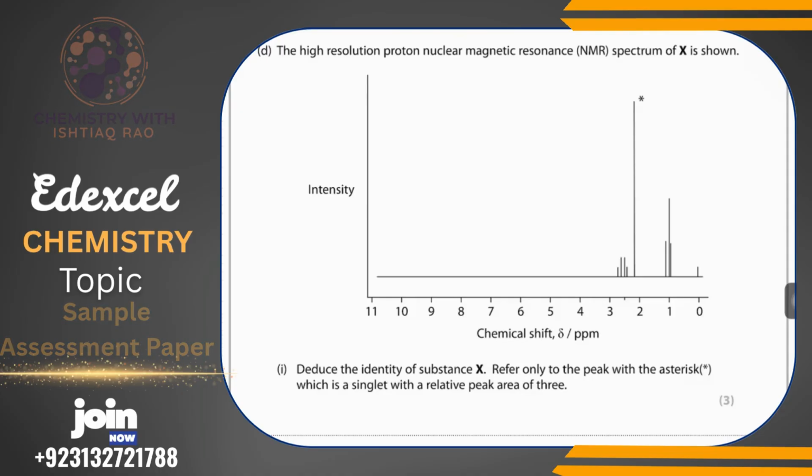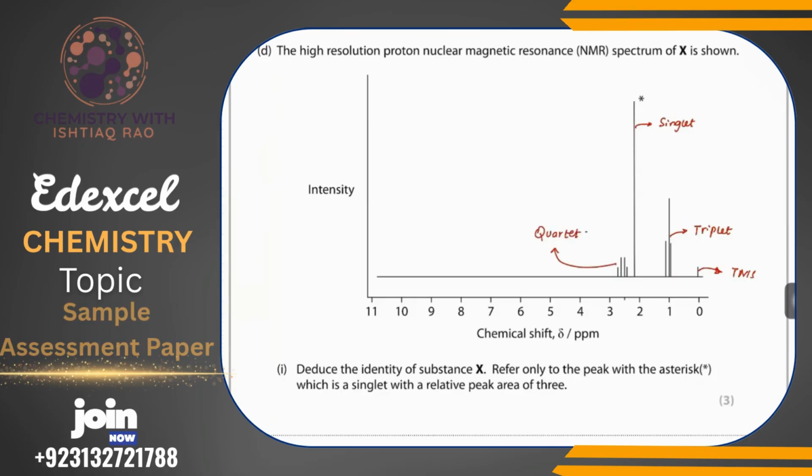Wait, no. High resolution proton nuclear magnetic resonance. Remember, it's a high resolution NMR, right? So you can see this is the singlet, and this is your triplet. The singlet with a relative peak area of 3 is for the TMS. And this is the quartet.